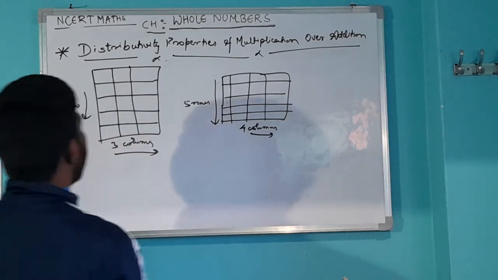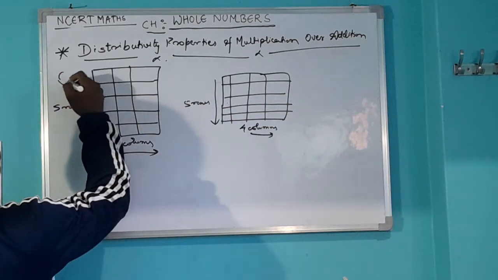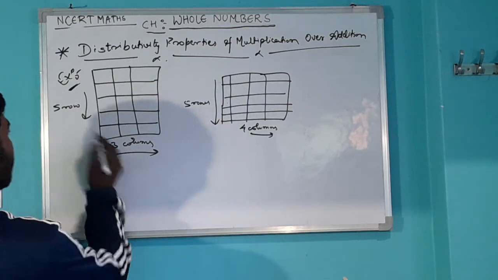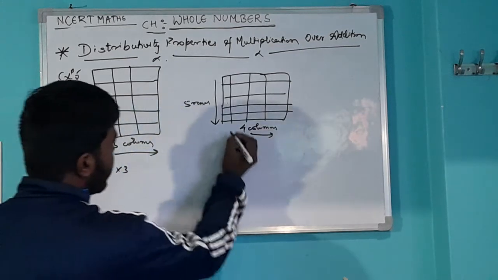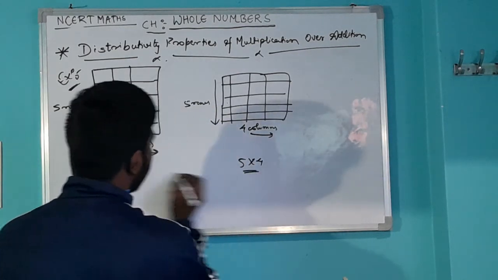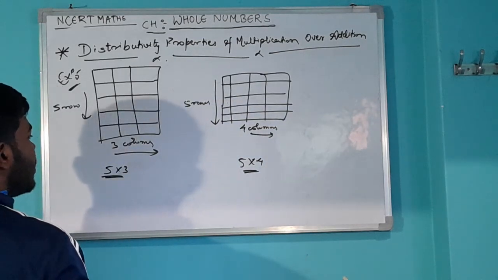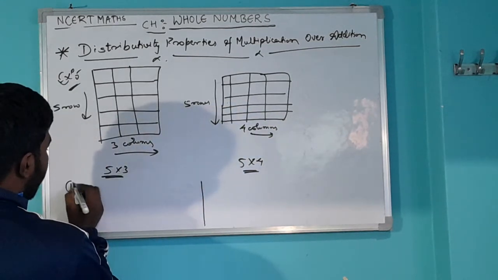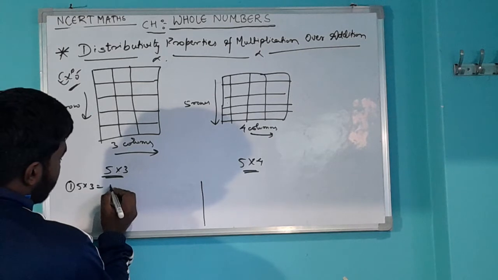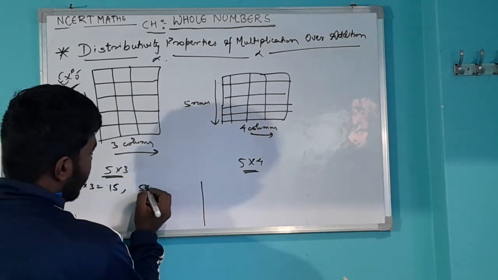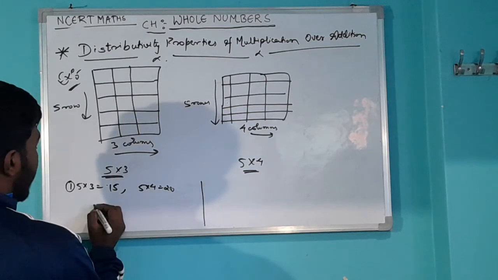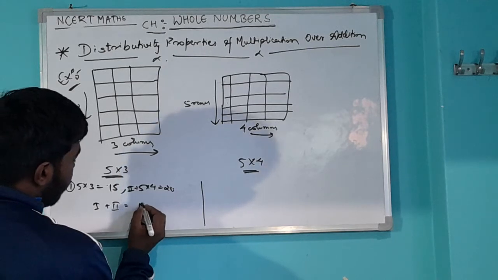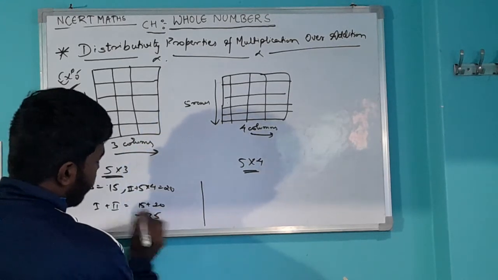We need to find the total number of blocks. This is an example to explain the distributive property of multiplication over addition. Here we have 5 into 3 blocks, and here we have 5 into 4 blocks. We find the total number of blocks in two ways. In the first method, we find the first box's number and get 15. In the second box, we have 20. By adding first and second, we get the total number of blocks, 35.